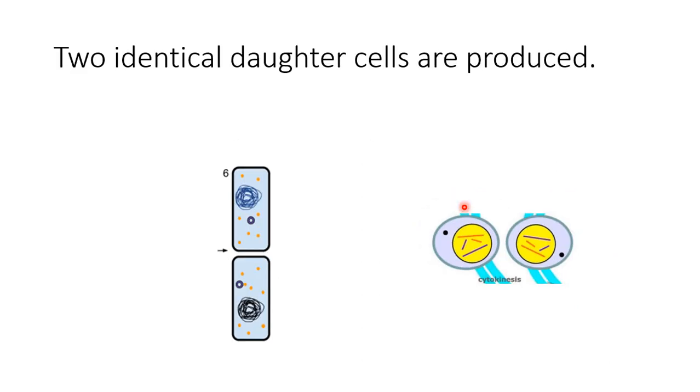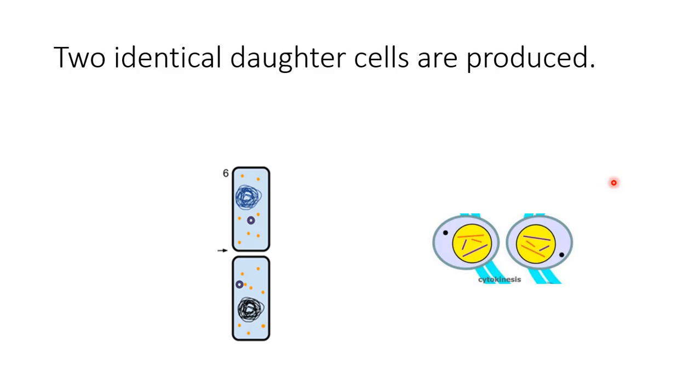So finally, in both cases, two identical daughter cells are produced. So this is exactly identical to this, and this is exactly identical to this. So in both cases, you get two cells that have the same function and the same abilities as the parent cells. And that concludes the information part.